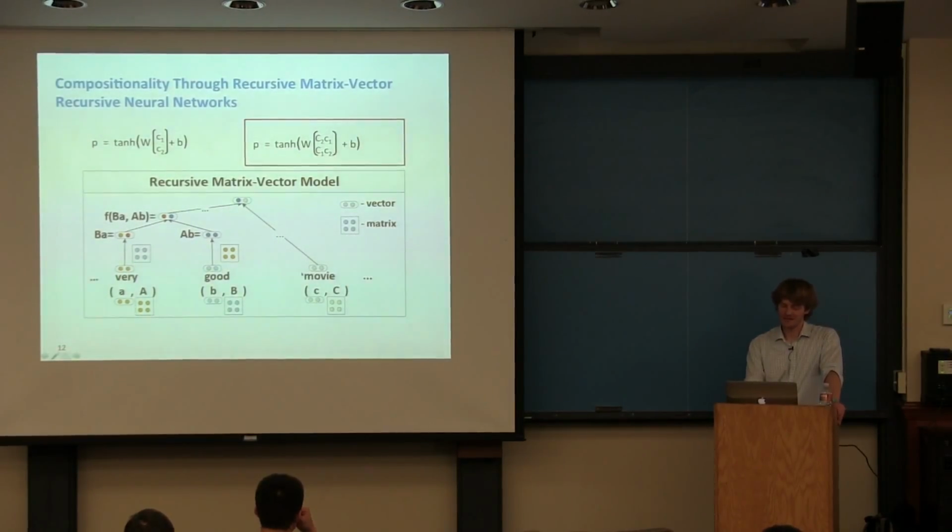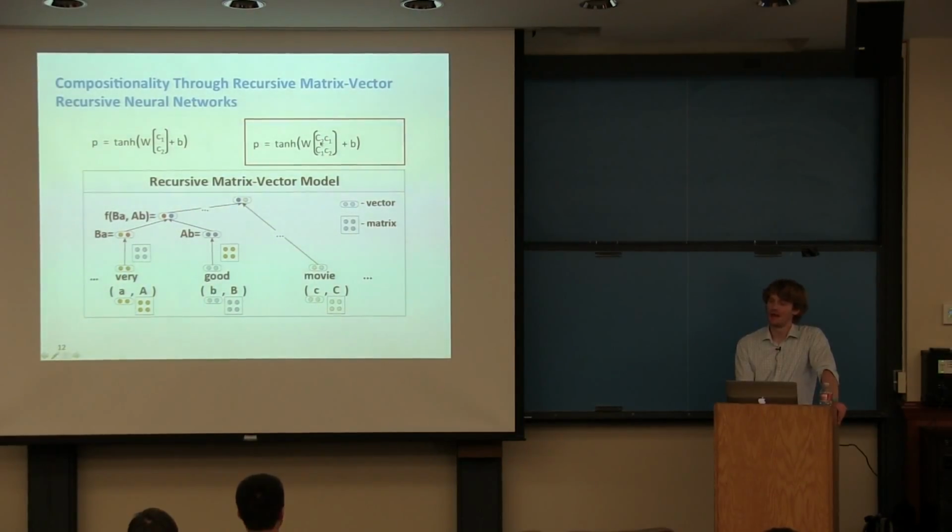But basically that is the idea. And so let's look at how we now compute the parent vector. Basically what we'll do is we'll take the matrix of one word and multiply it with the vector of the other word. And we do that same thing for the other one. So you have here very good, you take the matrix of very, you multiply it with the vector of good. So essentially, you now have an input-specific neural network, right?